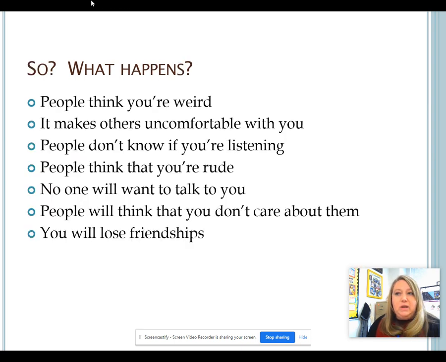So what happens when we do things the wrong way, when we skip some of those steps? Well, people are going to think that you're weird, right? People think that it's uncomfortable and they don't want to be around you, really. People don't know if you're listening if you're not looking at them. They might think that you're rude. Quite frankly, nobody's going to want to talk to you if you do not follow the steps that we're talking about today. People might also think that you just don't care about them, and you could lose friendships this way. And it's also really tough to make friendships if you don't know how to talk to others.